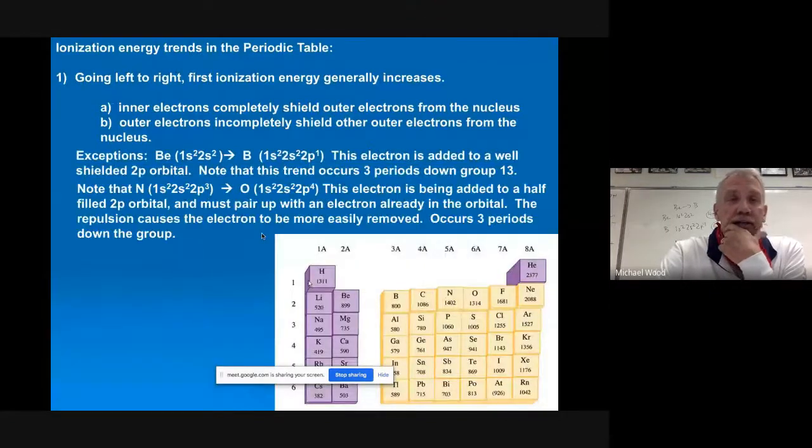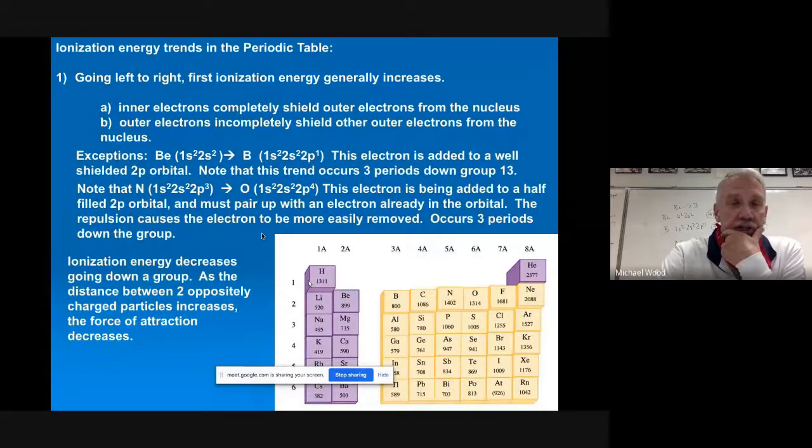Okay, and then finally, ionization energy decreases going down a group, and that is because we're now filling orbitals of higher energy. So again, if we compare, say, lithium, 1s2, 2s1, to sodium, 1s2, 2s2, 2p6, 3s1, that 3s1 is further from the nucleus than lithium, and then potassium would be 4s1.